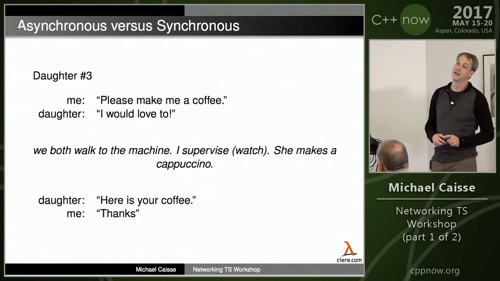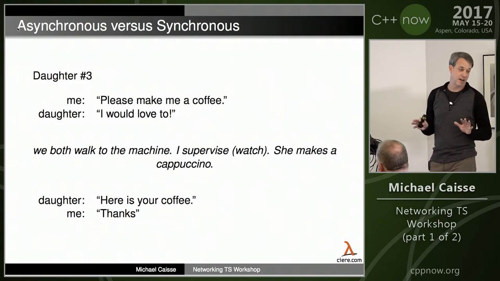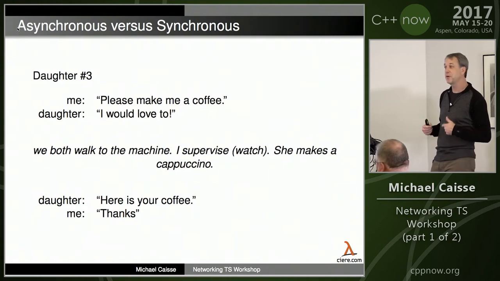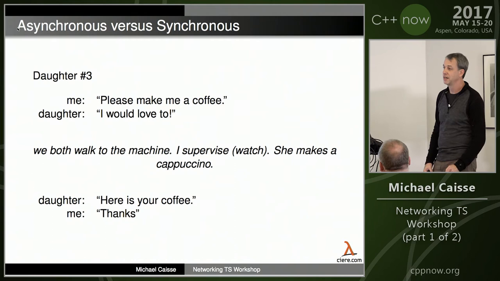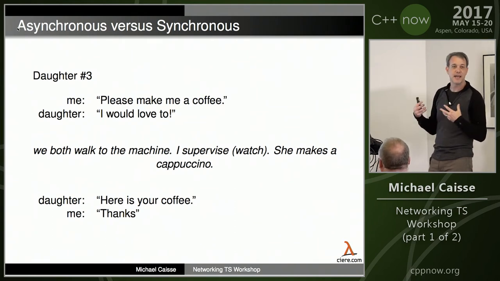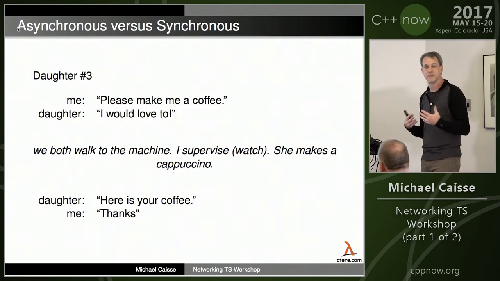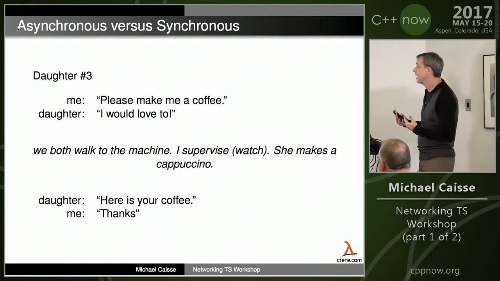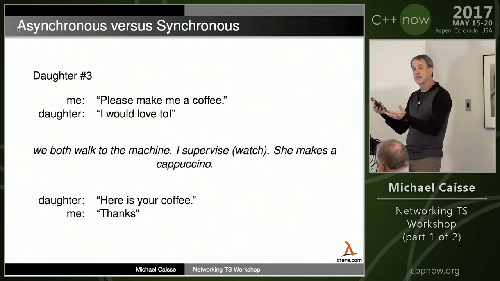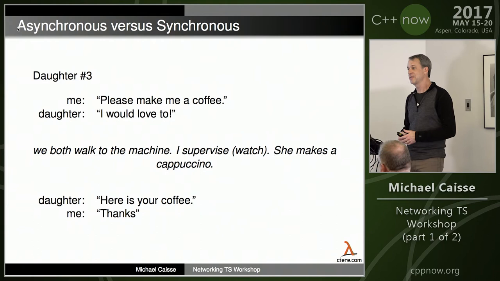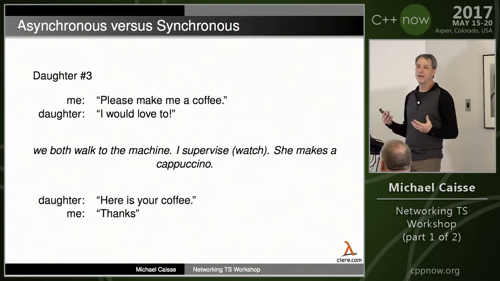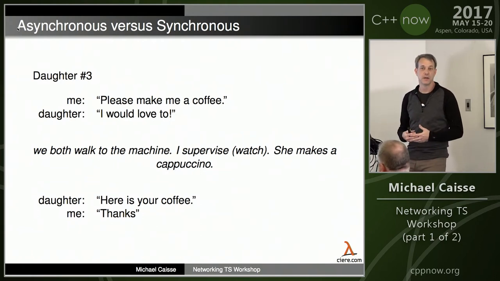Daughter number three, I'd say, please make me a coffee. She loved to make coffee. But when she was 10, it didn't always go so well. So we would both get up and go to the coffee machine, and I would supervise, right? I'd just hang out and watch to make sure that nothing weird got inside of my coffee, that the machine was going to survive the experience. And we would go back together to the desk, and then she'd say, hey, here's your coffee. And I'd say, thank you. All right, that is a synchronous transaction. I had to wait around for the thing to occur.